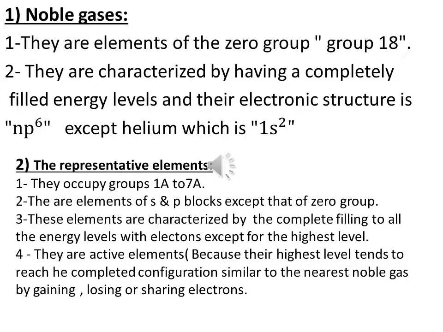Number 2, the representative elements. They occupy groups from 1A to 7A. They are elements of the S and P blocks, except group 0 or 18. These elements are characterized by the complete filling of all the energy levels with electrons except for the highest level. They are active elements, and they tend to achieve a completed configuration similar to the nearest noble gas by gaining or losing electrons or sharing electrons by covalent bonds.